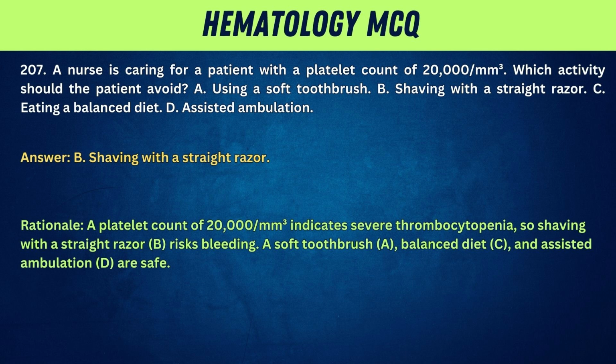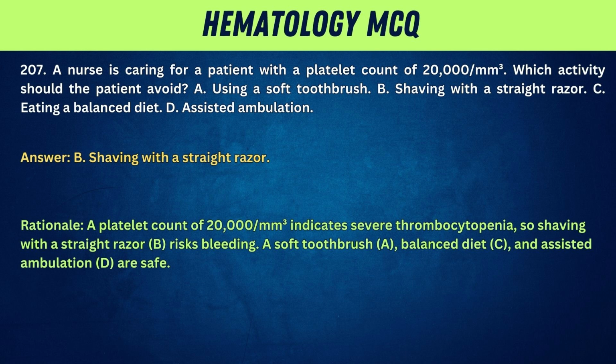207. A nurse is caring for a patient with a platelet count of 20,000/mm³. Which activity should the patient avoid? A. Using a soft toothbrush. B. Shaving with a straight razor. C. Eating a balanced diet. D. Assisted ambulation.